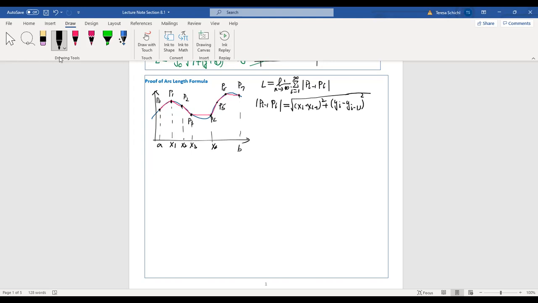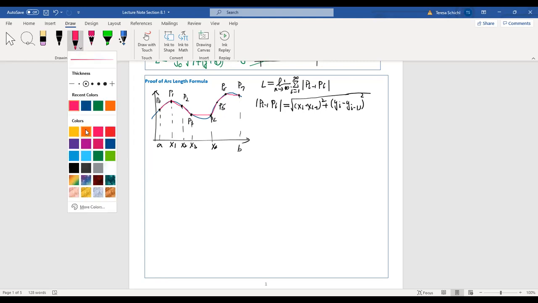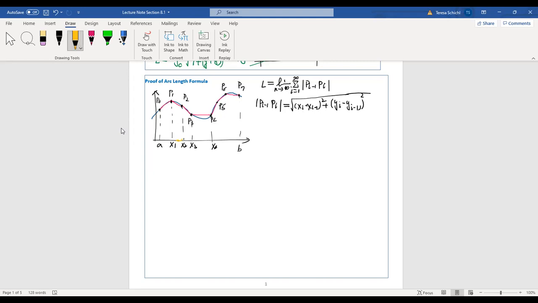Okay, so that means I am finding the differences here and then the differences here. The difference between xi and x sub i minus 1, I can call delta x. And this is the y difference, between yi and y sub i minus 1, which I can call delta y. So this will be the square root of delta x squared plus delta y squared.